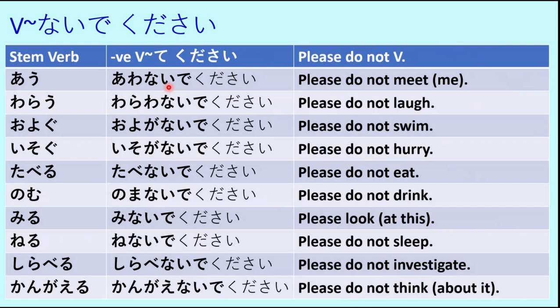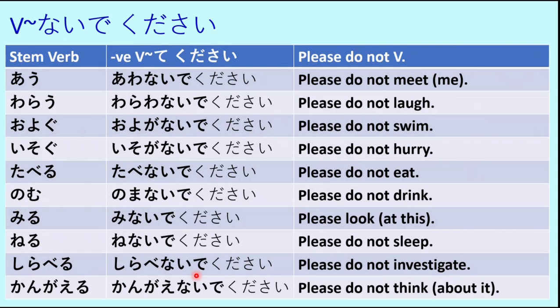Au, awanai de kudasai. Please do not meet me. Warau, warawanai de kudasai. Please do not laugh. Oyogu, oyoganai de kudasai. Please do not swim. Isogu, isoganai de kudasai. Please do not hurry. Taberu, tabenai de kudasai. Please do not eat. Nomu, nomanai de kudasai. Please do not drink. Miru, minai de kudasai. Please do not look at this. Neru, nenai de kudasai. Please do not sleep.